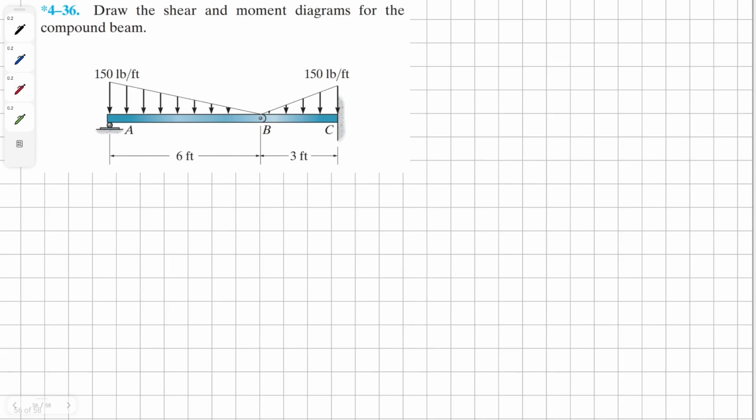Draw the shear and moment diagrams for the compound beam. So for this beam, we need to recognize that there is a pin connection between point A and C at B. And because there is a pin connection, we'll have to solve this problem in two separate sections. To do that, let's start with our section AB and draw its free body diagram.